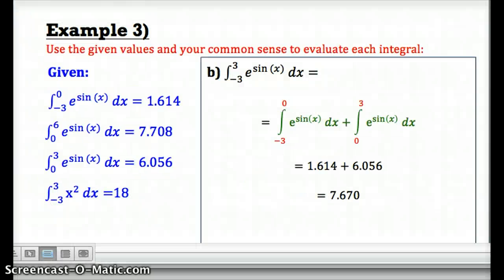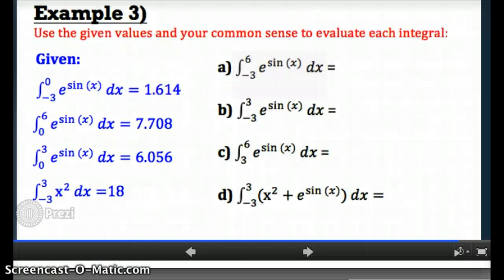And the answer for B is almost identical to the work for A, except that this time we're choosing a different second piece to stitch together. The piece from -3 to 0, and then from 0 to 3 gives you the total value from -3 to 3. Go ahead and try C.